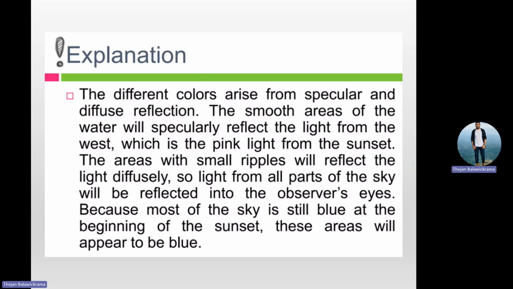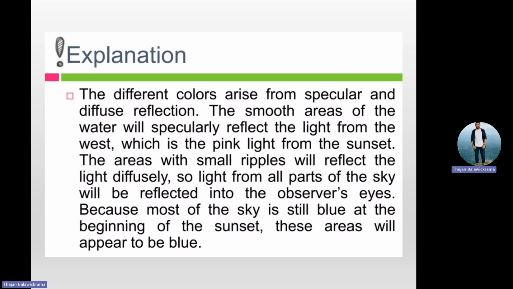Specular reflection can happen as well as diffuse reflection. So the smooth areas of the water specularly reflect the light from the west, which is pink light from the sunset. And areas with small ripples will reflect the light diffusely. So all parts of the sky will be reflected to the observer's eyes.